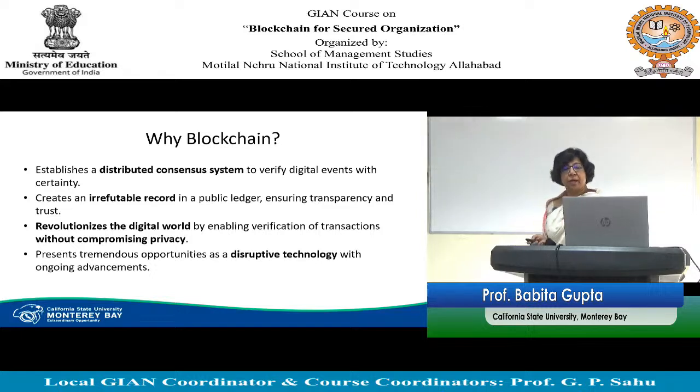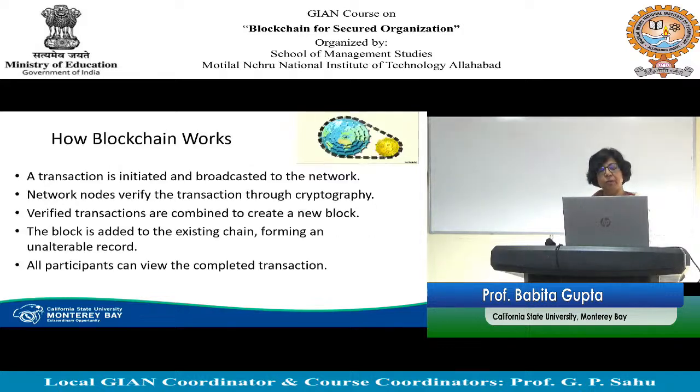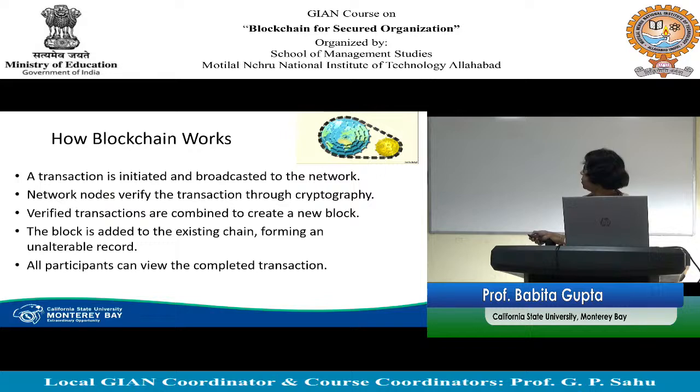Okay, so I think some of these slides I copied over from day one, so that's why we have some repetition, but that's okay. So here again is a quick summary of how the blockchain works. Just to summarize, a transaction is initiated and broadcast to the network. The nodes or the miners verify the transaction through cryptography, and verified transactions are combined to create a new block. The block is added to the existing chain, forming an unalterable record, and then all participants can view the completed transaction. So that's essentially the basic summary of how blockchain works.